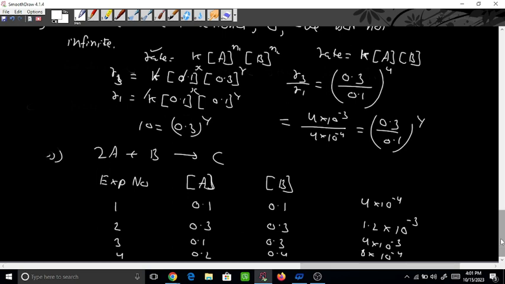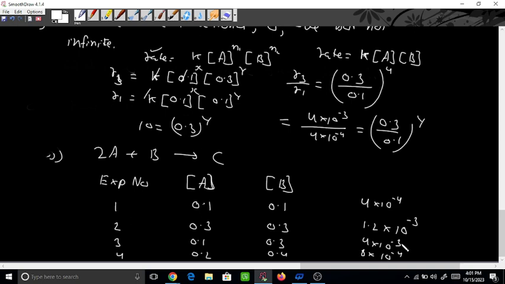This is experiment number 1. This is 0.1. This is also 0.1. This is 4 into 10 power minus 4. Fine. This is 0.3 and this is 0.3. This is 1.2 into 10 to the power minus 3. This is also fine. This is 0.1. This is 0.3. We didn't really use those, right? We only used 3 and 1.